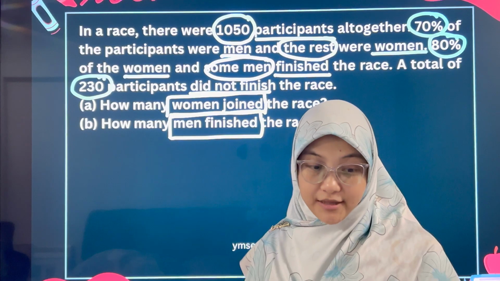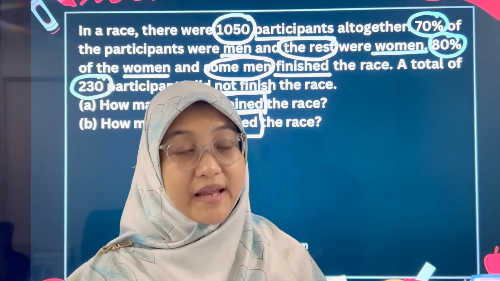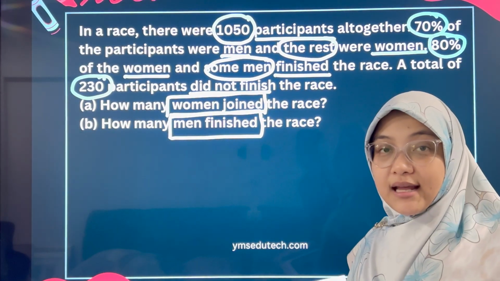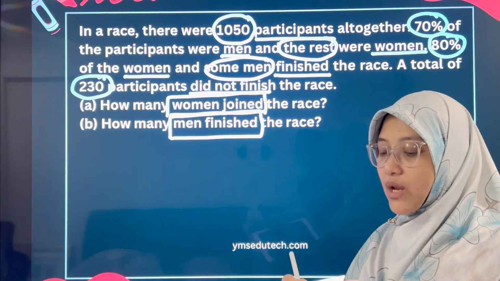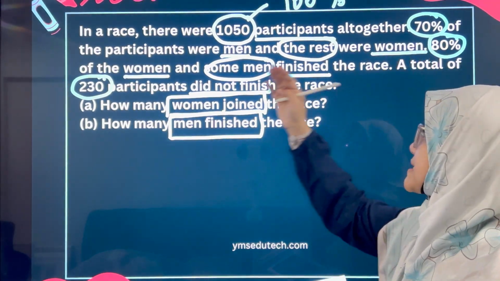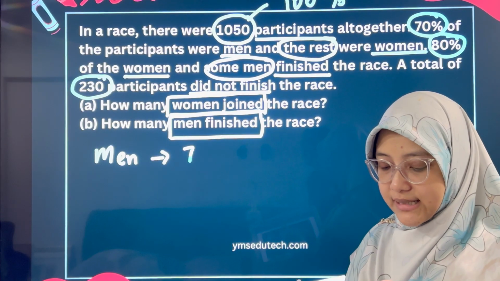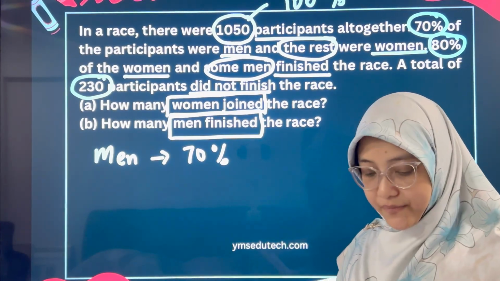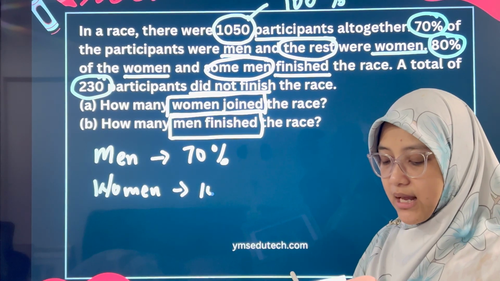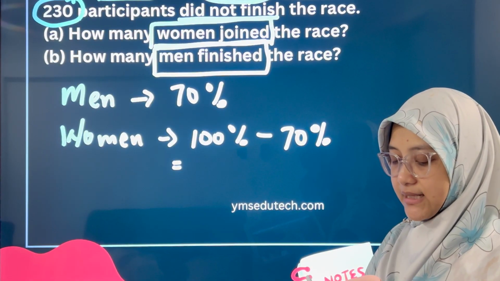So let's solve part A together. How many women joined the race? Ask yourself, what are the information given to you? First, we know the total number of participants. And this question is a percentage question as well as whole number question. Total participants refer to 100%. It says 70% of the participants were men. List down men, 70%. What about women? It says the rest were women. Hence, women will be 100% minus 70%. That gives us 30%.